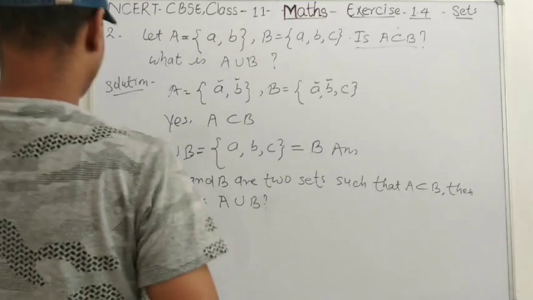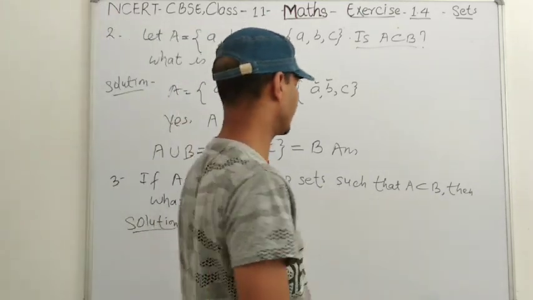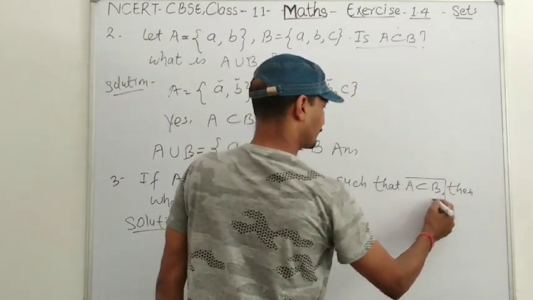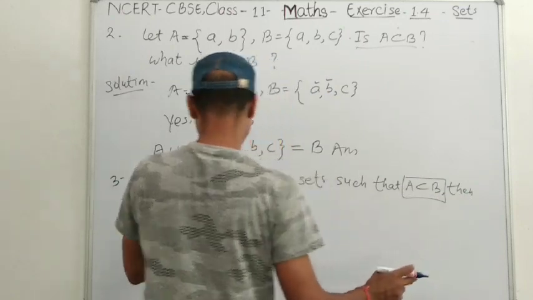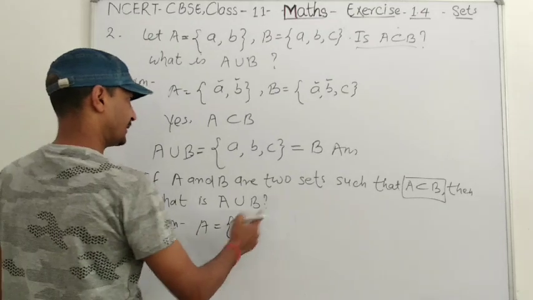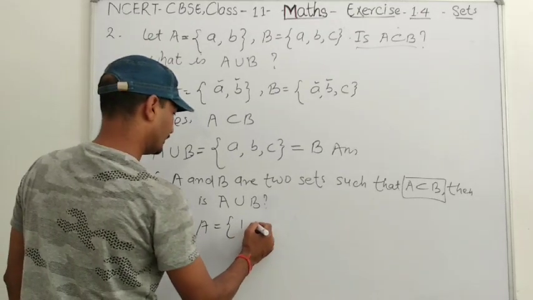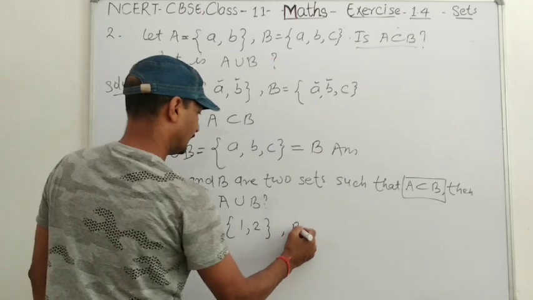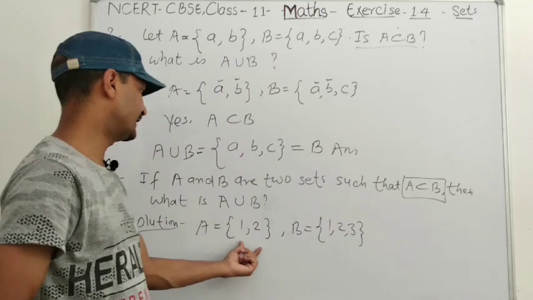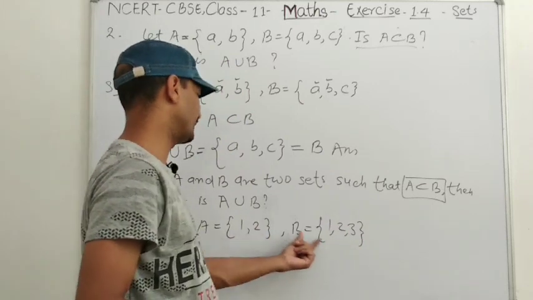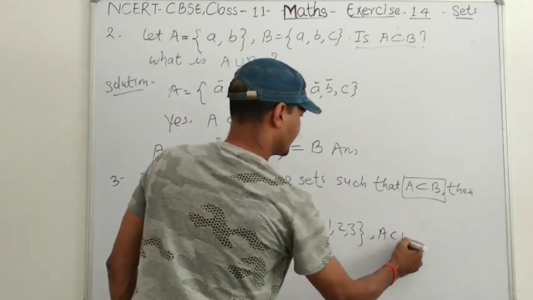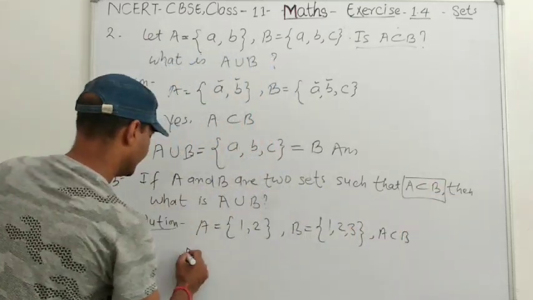Look the question number 3. If A and B are two sets such that A is a subset of B, condition is given here. A र B दुईटा सेट छ, condition के छ A B को subset हो, then find A union B. So we can take any numbers, any elements, but A is a subset of B. Suppose we are taking A is 1, 2 and B is 1, 2, 3. So clearly here A is a subset of B because all the elements of A belong to elements of B. Then what is A union B?